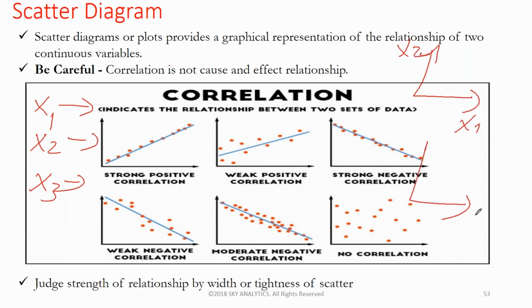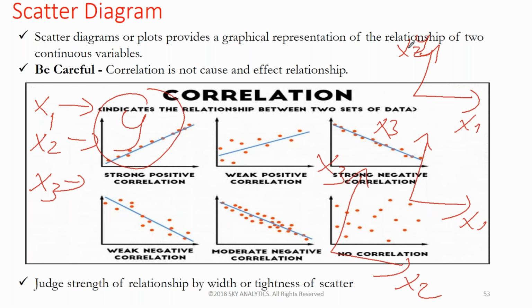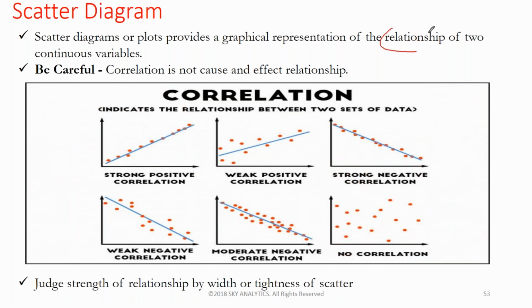If you want to plot between x1 and x3, x1 you can plot here, x3 you can plot here. And if you want to plot between x2 and x3, you can plot x2 here, x3 here. And you're having one output, for example y. So you can plot y-axis here and x1 here, y-axis here and x2 here, y-axis here and x3 here. Anything you can plot. Here it doesn't matter whether it is input or output. You're just checking the relationship of two variables. That's it.